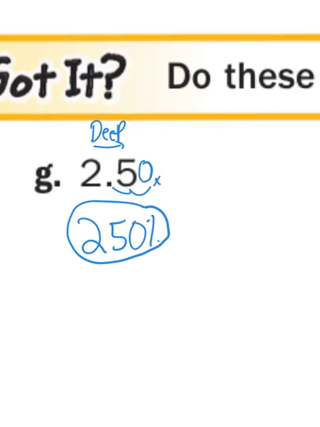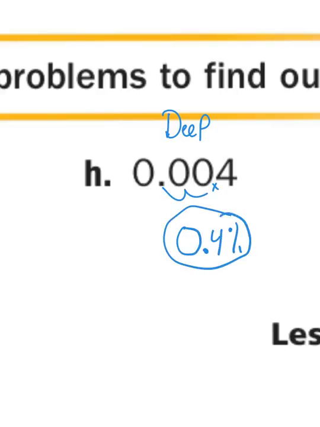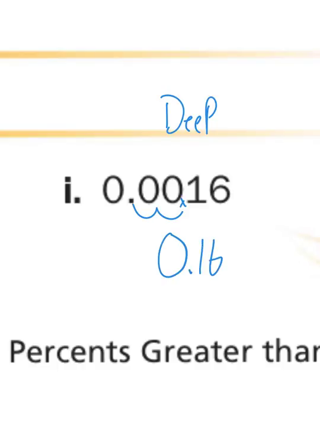All right. Let's go to H. So don't forget DEEP. Twice to the right. It's going to be right there. So I have 0.4%. Don't forget your percent sign. And last, I. So, remember DEEP tells you to go twice to the right. Once, twice, going to be right there. So I have 0.16%. Don't forget your percent sign. All right, that's it for those.